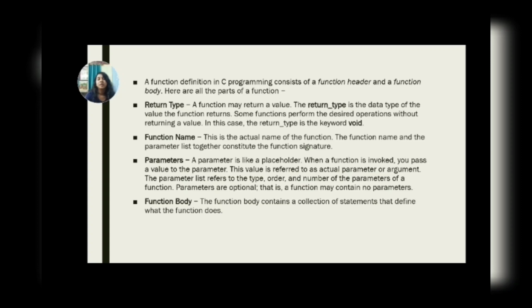Next, the function name. It's the name of the function. You can give it whatever you want, provided these aren't used keywords. Now the parameters. A parameter can be called a placeholder. When a function is invoked, you pass a value to that parameter. This value is referred to as the actual parameter. The parameter list refers to the type, the order, and the number of parameters of the function. Parameters are optional. You can add them if you want or not. Lastly, the function body. It is the block of statements, the collection of statements that perform the logic the function is designed to.